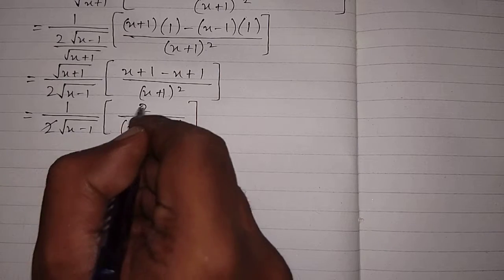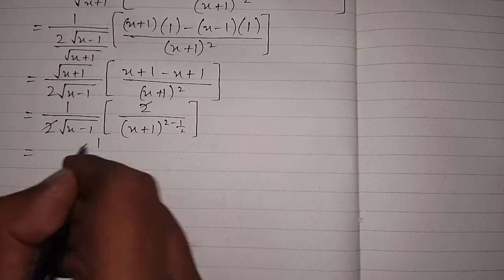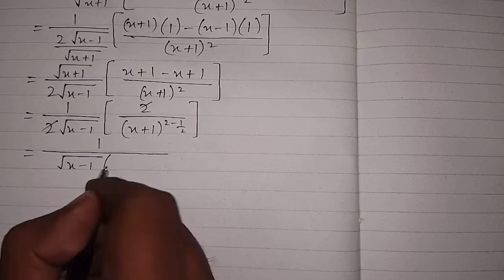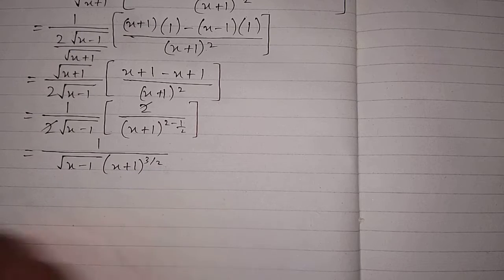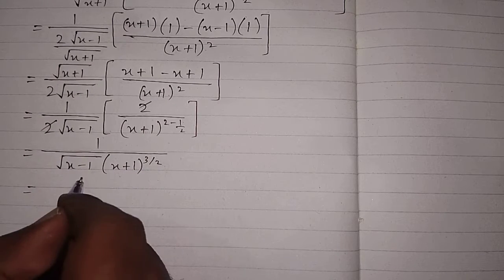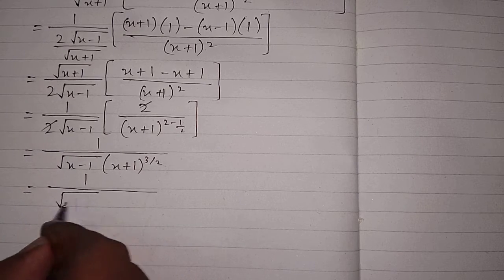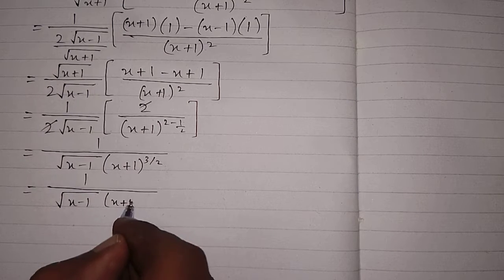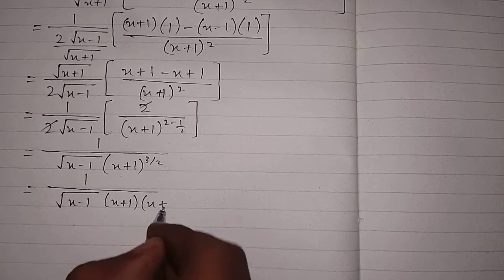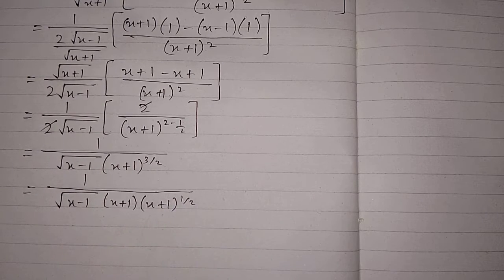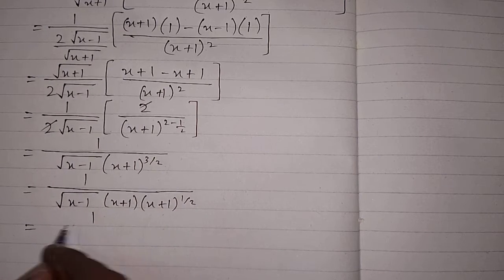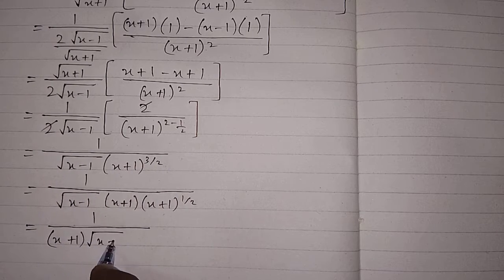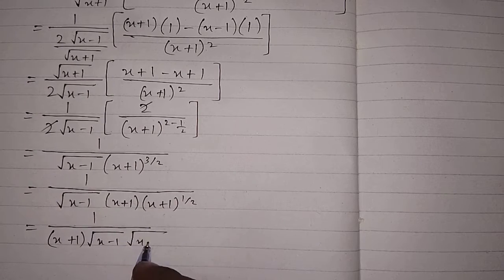Now we can cancel this 2 and this 2. So we have 1 upon square root of x minus 1 multiply by (x plus 1) to the power 3 upon 2, and this can be written as 1 upon square root of x minus 1 and (x plus 1) multiply by (x plus 1) to the power 1 upon 2. So we have 1 upon (x plus 1) square root of (x minus 1), and this can be written as square root of x plus 1.